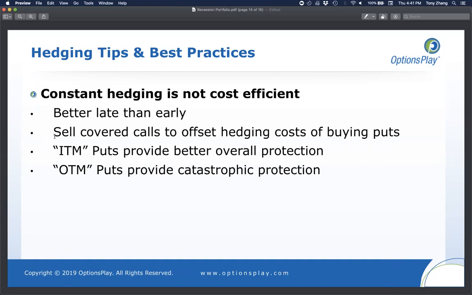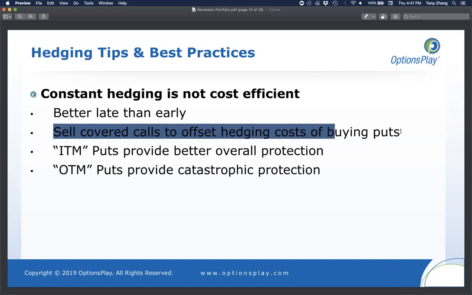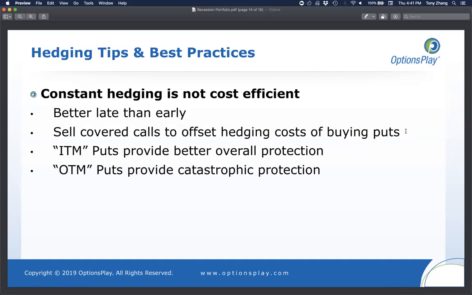And then what you can do is sell covered calls to offset the hedging cost of buying those puts. So when the market's correcting lower, you can sell pretty aggressive covered calls to help pay for some of those downside puts. And you're okay with selling pretty aggressive calls when the markets are dropping. So this is usually one of the better ways, in my opinion, to offset the cost as opposed to being early and anticipating a move.